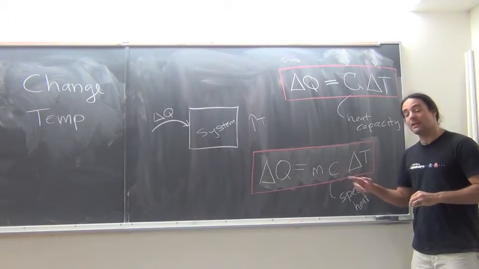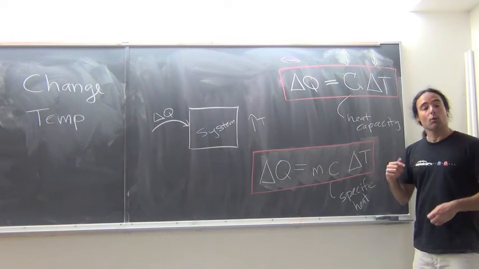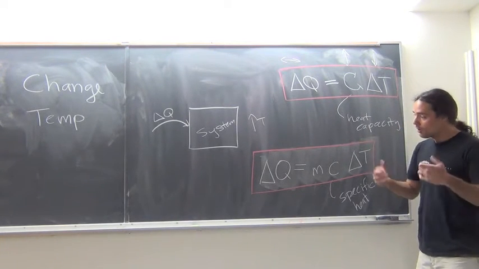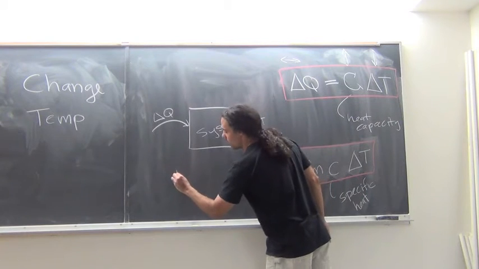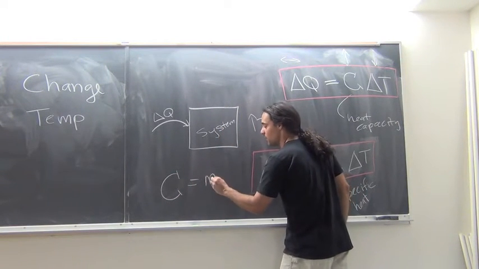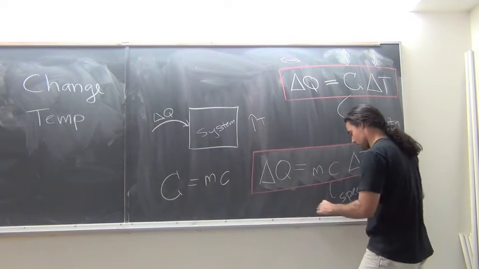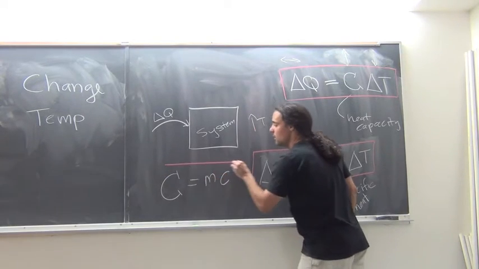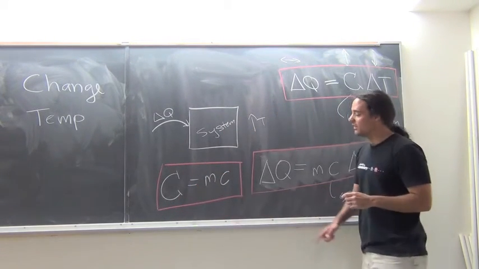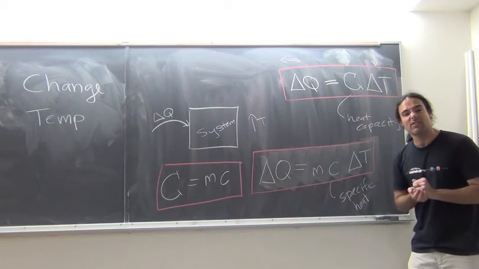We have specific heat, which depends just on the material. And we have heat capacity, which depends not only on the type of material, but how much material there is. We can write this nice relationship between the heat capacity and the specific heat. If we just compare these two equations, we can see that the heat capacity, big C, is equal to the mass that I have times the specific heat for that material.